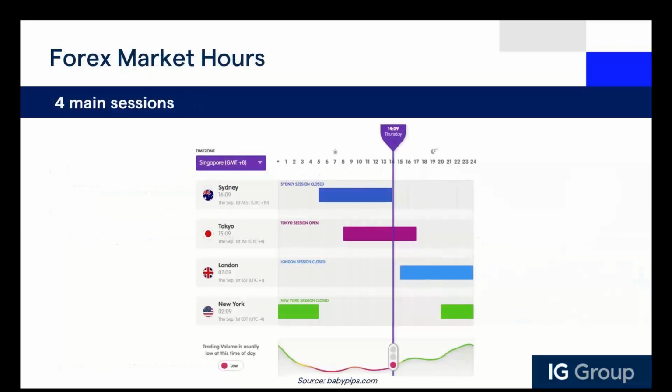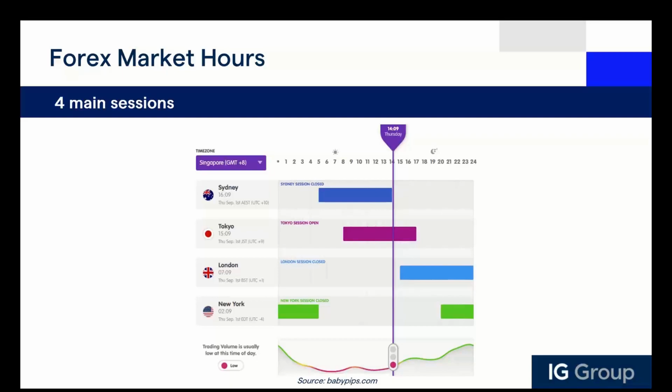If you're new to FX, it is a 24-hour market and it's open 5 days a week, so from Monday to Friday you're able to trade at any point in time. It's not like our domestic Singapore exchange, 9 to 5, where after 5 the exchange is closed and you have to wait for the next trading day. For FX, there are 4 main sessions: the Sydney session, followed by Tokyo, London and New York.